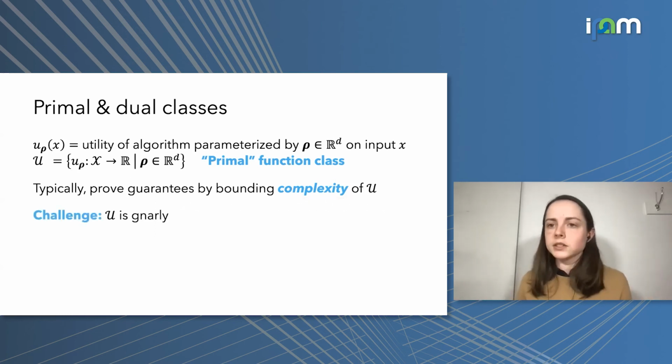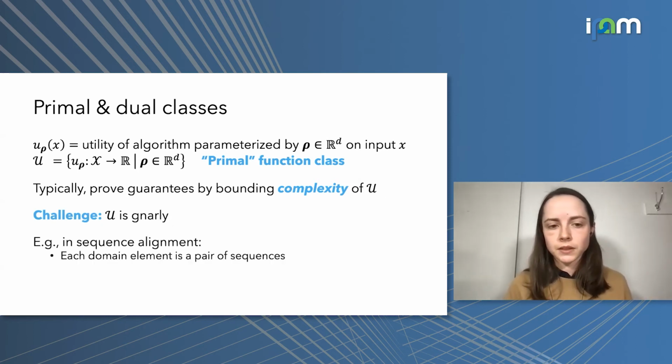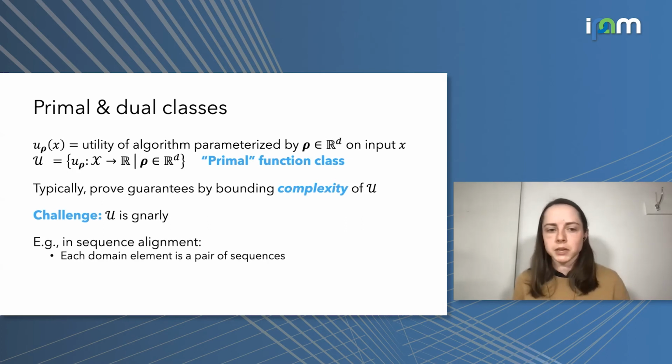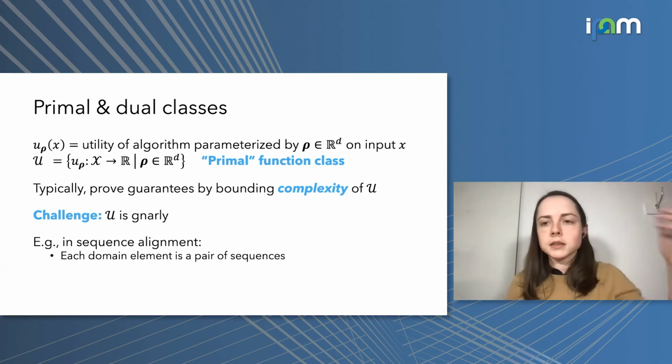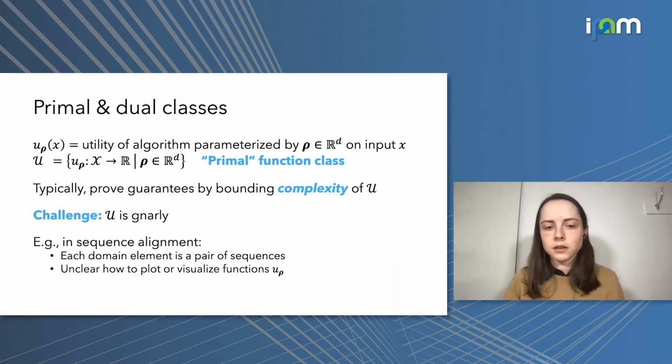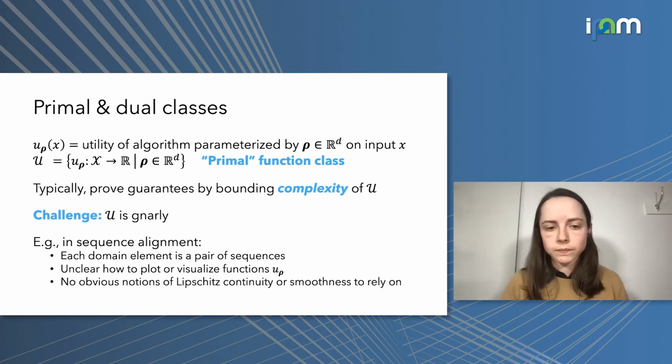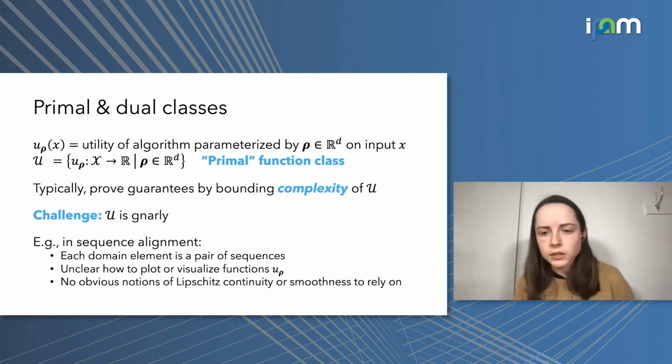But the real challenge in these combinatorial domains is that this function class u is really gnarly. For example, in sequence alignment, every element in the domain of these functions is a pair of sequences. So it's unclear how to plot or even visualize these utility functions. And there are certainly no obvious notions of Lipschitz continuity or smoothness that we could rely on to bound the intrinsic complexity of this function class.